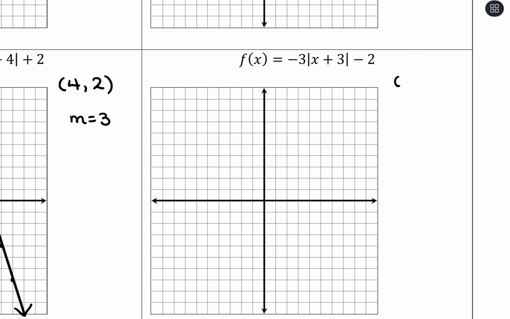Okay, last one here. So corner will be a -3, -2. It's a little too far there. -3, -2. It is opening downward, and we're going to be using a slope of 3. So going to the right, I'm going to be going that negative slope. And to the left, we'll be using the positive slope. And connect those for our absolute value function.